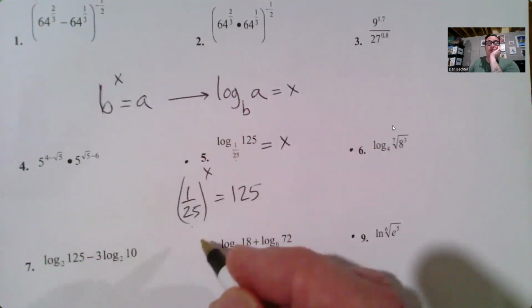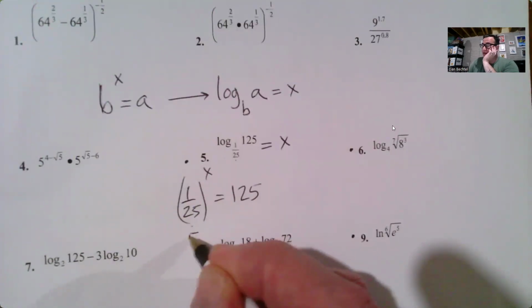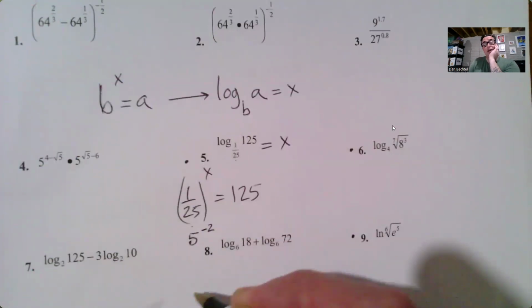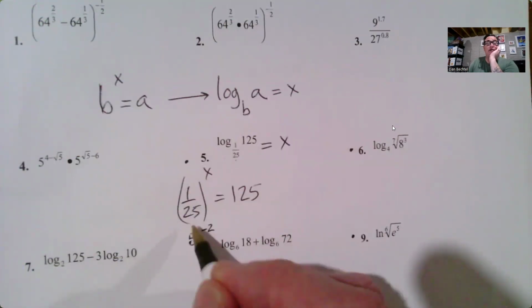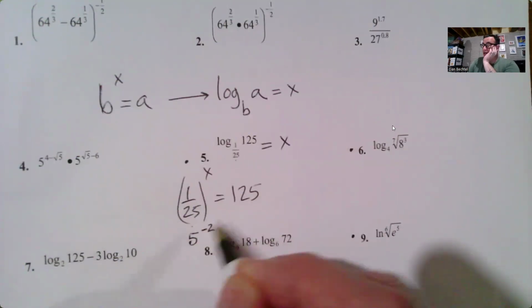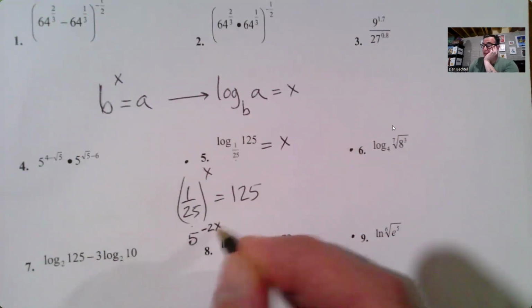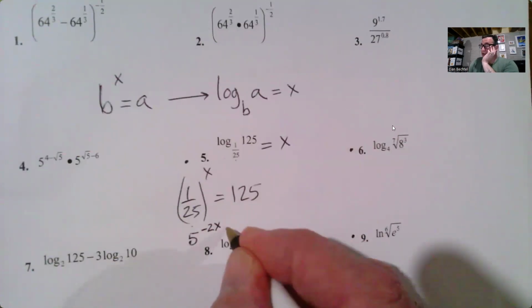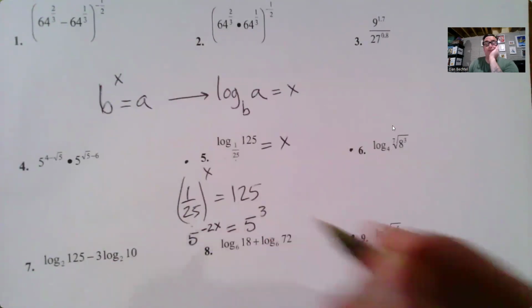And then what we have to remember is this. 1 over 25 is the same as taking 5 and raising it to the negative second power, because 5 squared is 25, and when it's on the bottom of a fraction, that's where we involve the negative exponents. This then is being raised to the x power, so that means this is going to be negative 2 times that x, because you're raising it up to the top. Now, we also know that 125 is 5 raised to the third power.